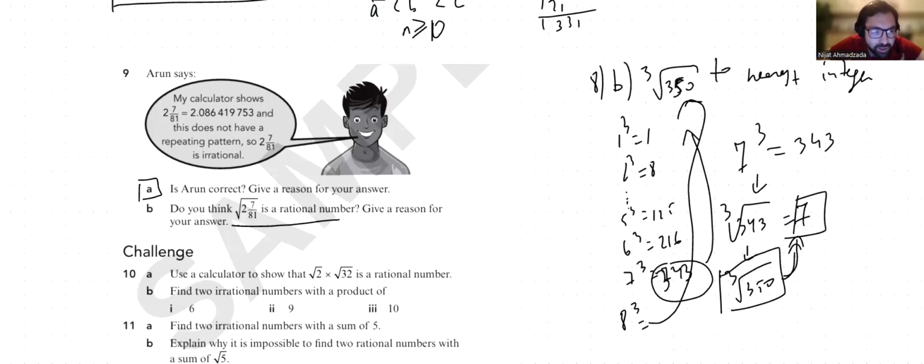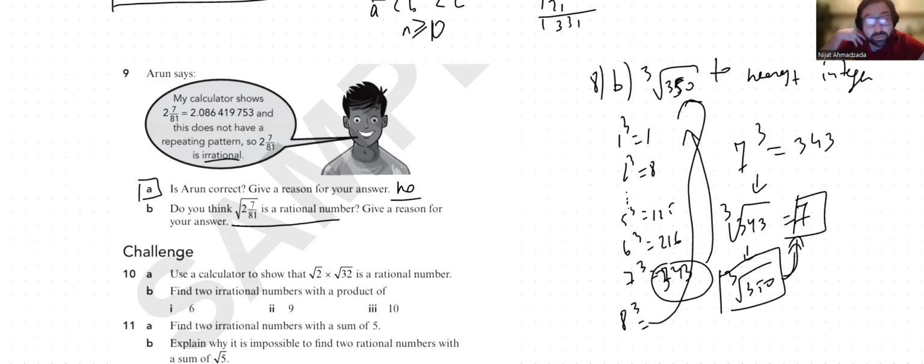Arun says, my calculator shows this and this does not have a repeating pattern, so this is irrational, okay? No, it's not correct. Why? He's not correct, sorry. Why is he not correct? Just because your calculator shows something like that, and the number does not stop in your calculator, because calculators can only display a finite number of digits, right? So it means we do not know if the decimals are finite or not.